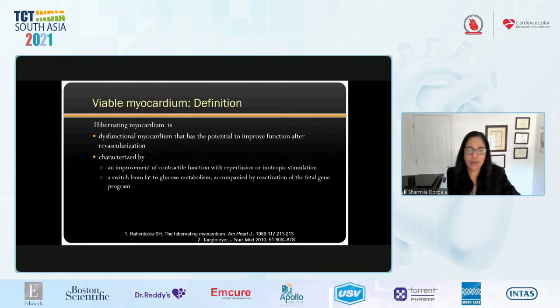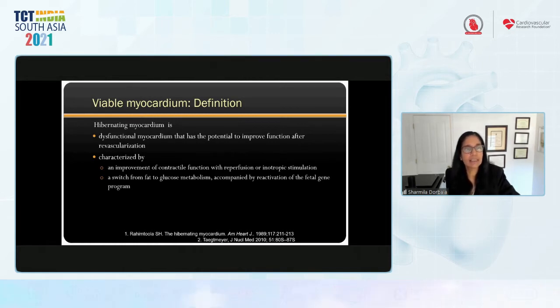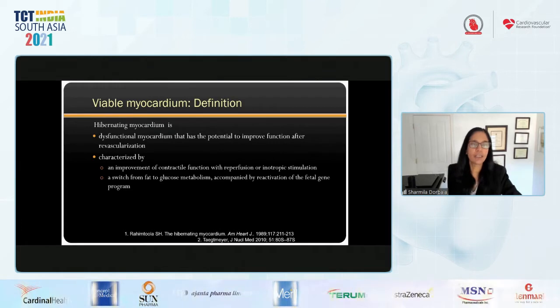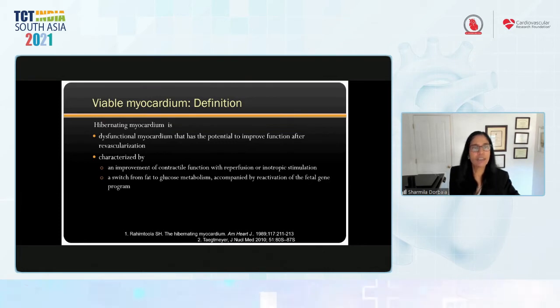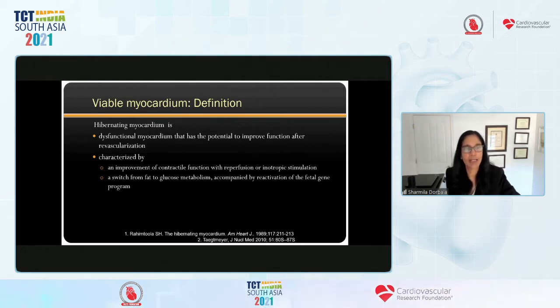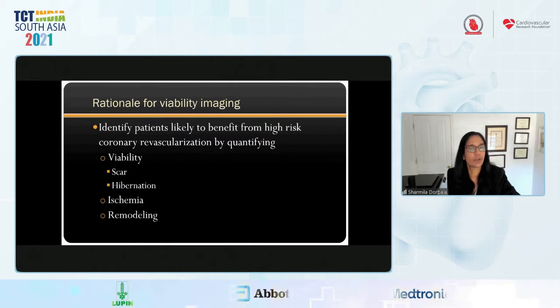Viable myocardium is hibernating myocardium, which is dysfunctional and has the potential to improve function after revascularization. It's characterized by an improvement in contractile function with reperfusion or with inotropic stimulation, and a switch from fat to glucose metabolism accompanied by a reactivation of the fetal gene program.